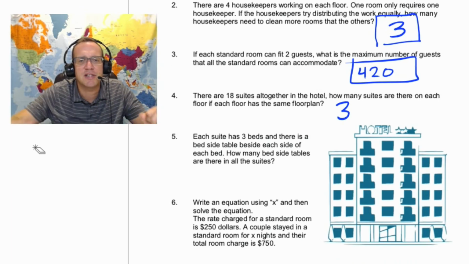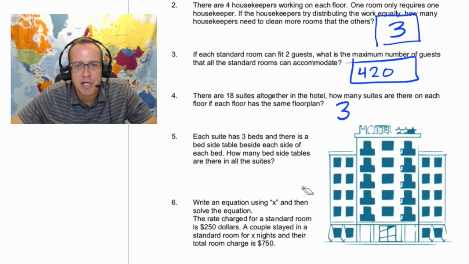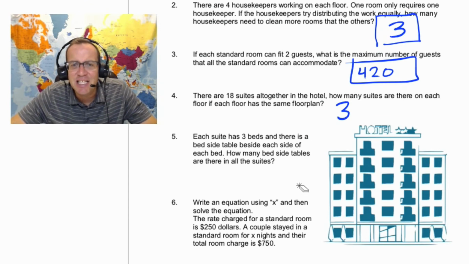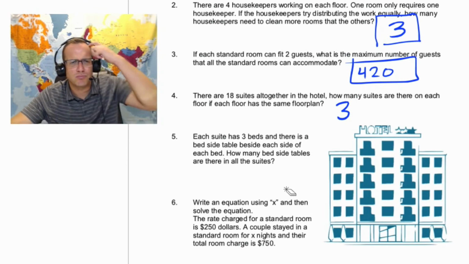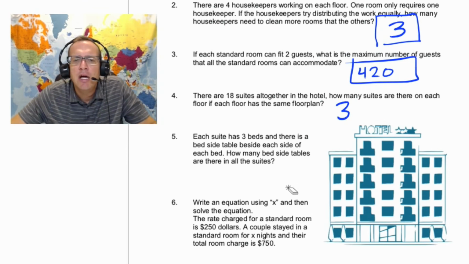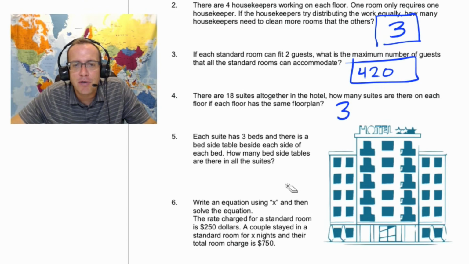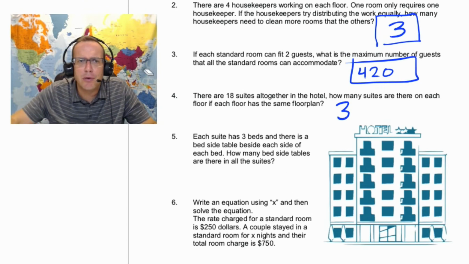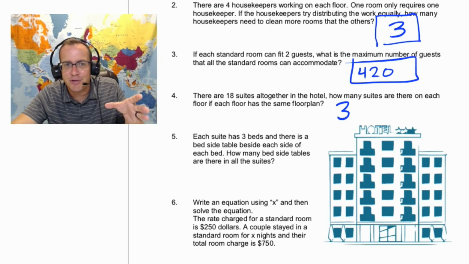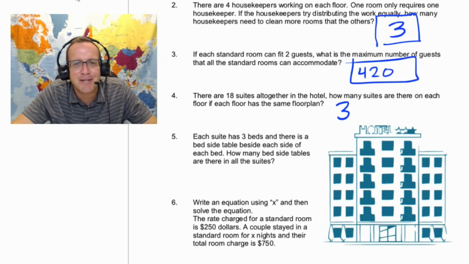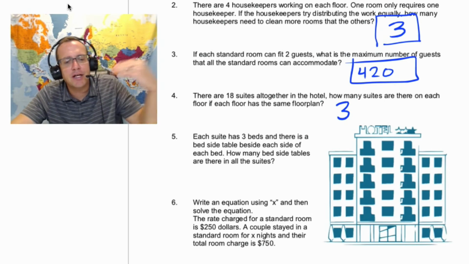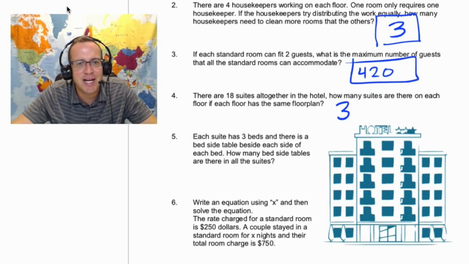Okay, number 5 says, each suite has 3 beds. Okay, that makes sense. And there is a bedside table beside each side of each bed. That's confusing. How many bedside tables are there in all the suites? Okay, so I'd recommend reading this problem a couple times until you're really sure what they're talking about. That's what I had to do the first time I did it. So go ahead and read it over a couple times and try to figure out the answer on your own. Then come back and I'll show you what the correct answer is.